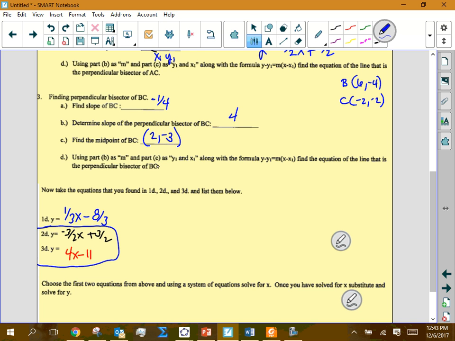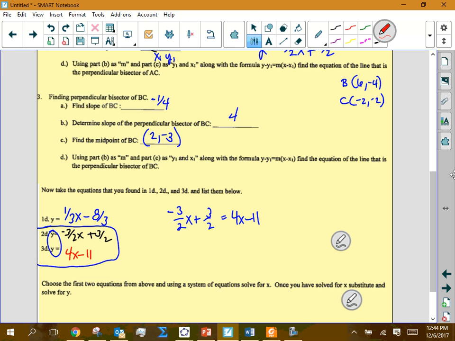If these two lines concur, or agree, at some x value and y value, that means at some point those y's are the same. So it means these expressions here need to be the same as well. I'm going to take negative 3 halves x plus 3 halves and set that equal to 4x minus 11. That's the substitution technique that we learned last year with systems of equations.